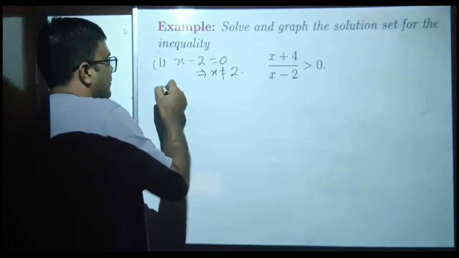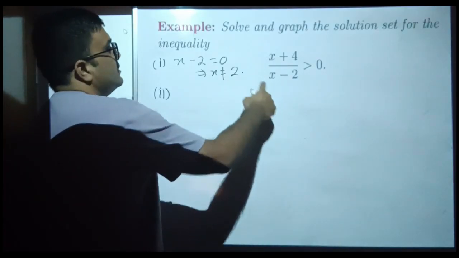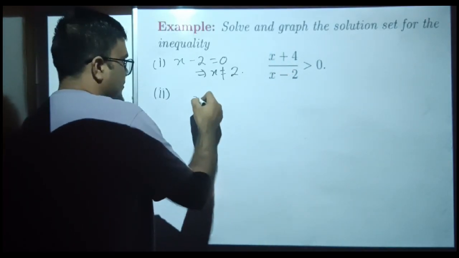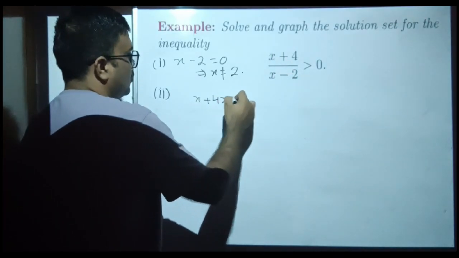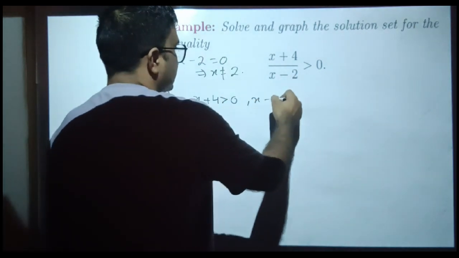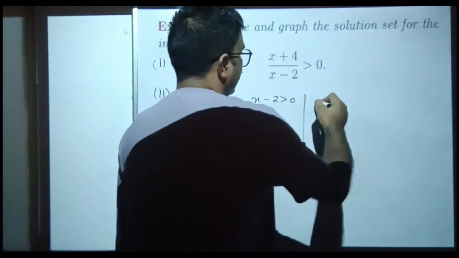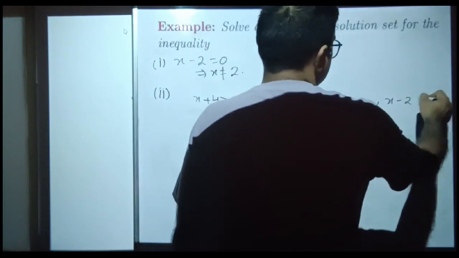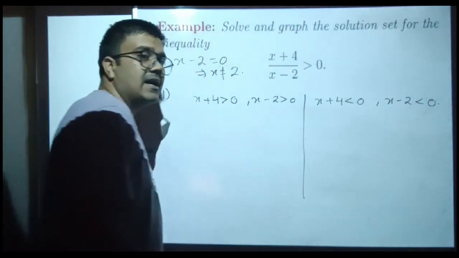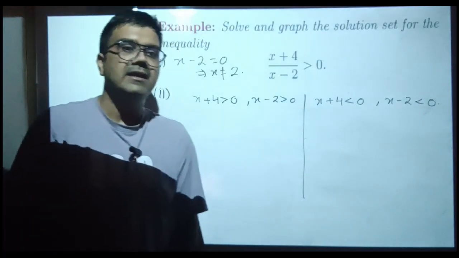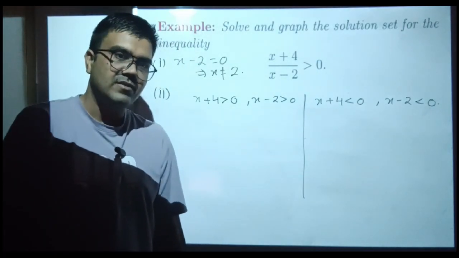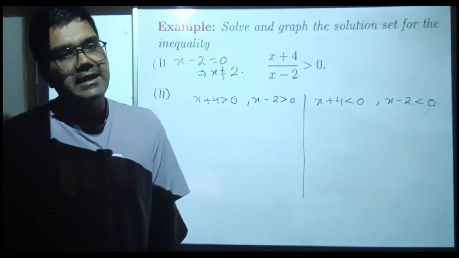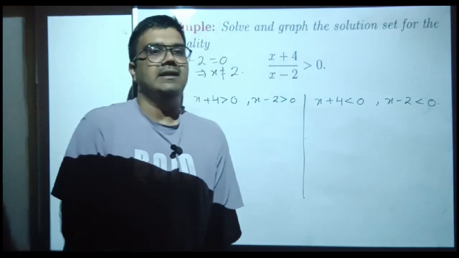Second, this value is greater than 0. So, x plus 4 is greater than 0 and x minus 2 is greater than 0, or x plus 4 is less than 0 and x minus 2 is less than 0. That is, either both numerator and denominator will be positive or both numerator and denominator will be negative.